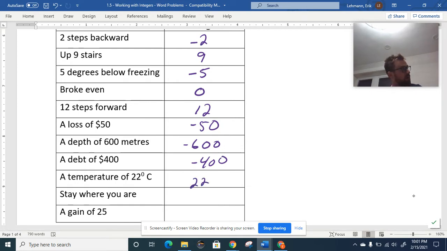Stay where you are. That one could be a little bit misleading, but I think we're supposed to think, hey, stay where you are. We don't move forward. We don't move backwards. We don't move up. We don't move down. So we are at 0. We have no change. A gain of 25. I went up 25. There we are.